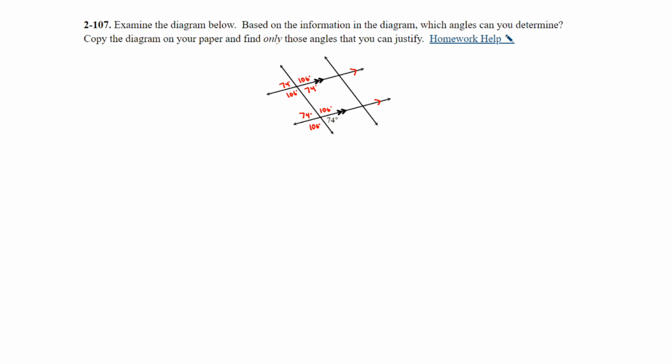But what we don't know is we don't know anything about these set of angles over here because we don't know that those two lines are parallel. If they were, then we could answer those 8 as well, but we don't, so we got to leave those blank.